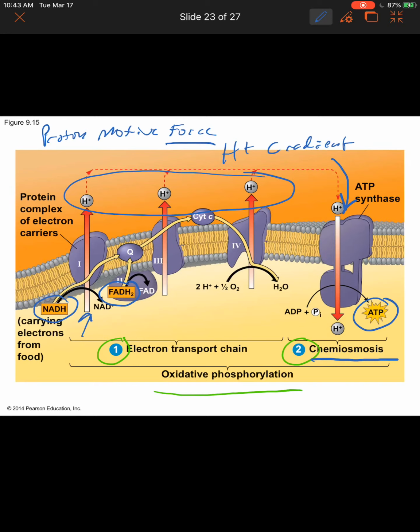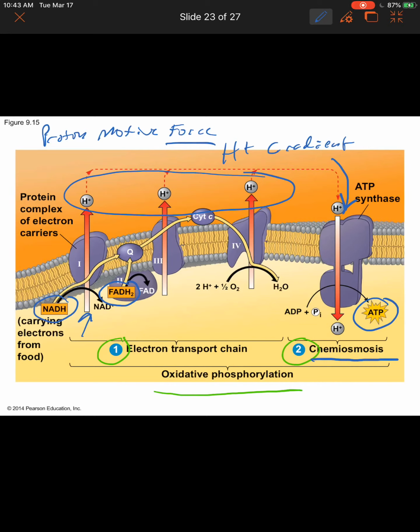So after all that is said and done, about 34 to 36% on average of the energy in the original glucose molecule has been transferred to ATP during cell respiration, making about 32 to 34 ATPs, something like that.